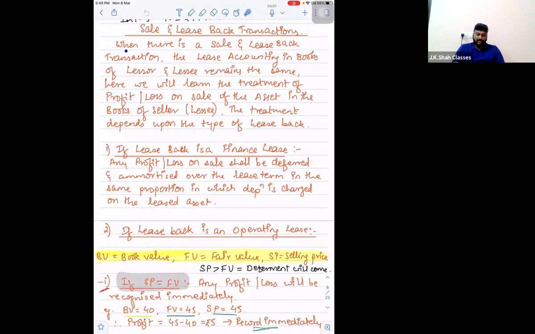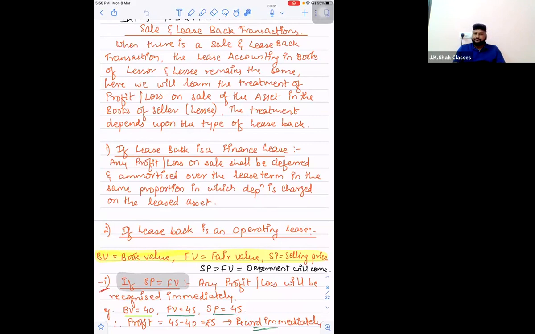I'll also give you the logic behind it. When there is a sale and leaseback transaction, the lease accounting in the books of lessor and lessee remains the same. So lease accounting will be the same, no change. Here we will learn the treatment of profit or loss on sale of the asset in the books of the seller, who will also be called the lessee now, because the seller will now become the lessee and the buyer will now become the lessor. So we call it seller-lessee, buyer-lessor.